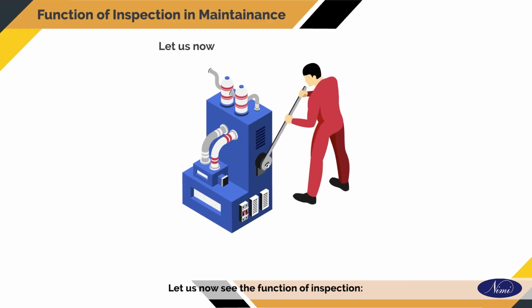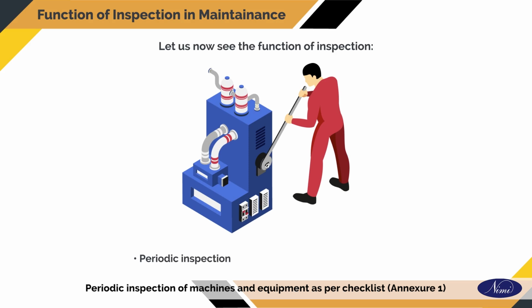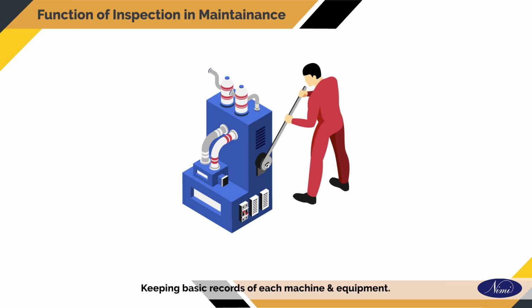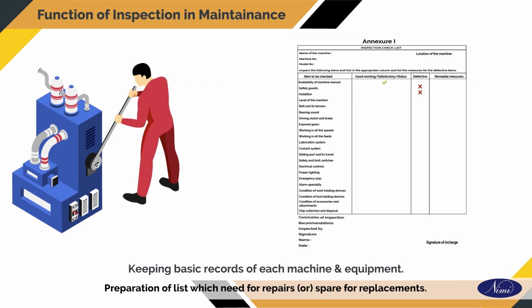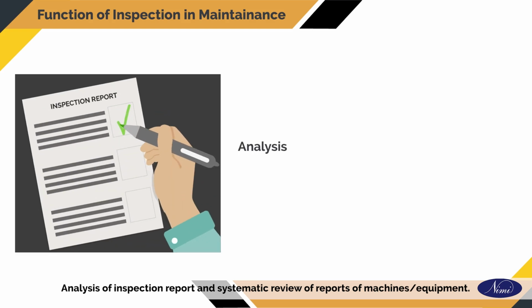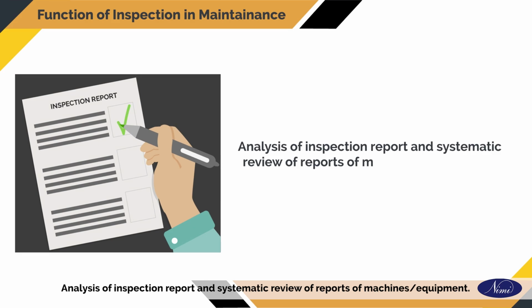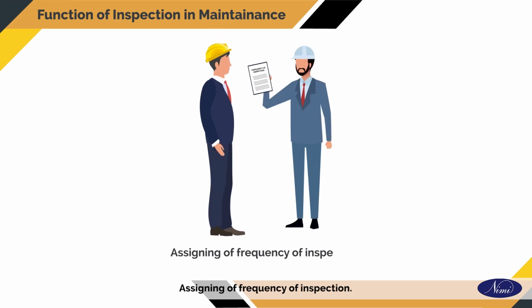Let us now see the function of inspection. Periodic inspection of machines and equipment as per checklist, Annexure 1. Keeping basic records of each machine and equipment. Preparation of a list of items that need repairs or spares for replacements. Analysis of inspection report and systematic review of reports of machines or equipment. Assigning of frequency of inspection.